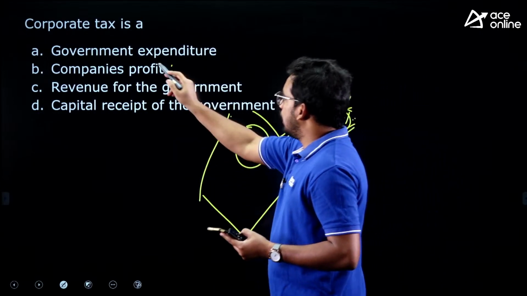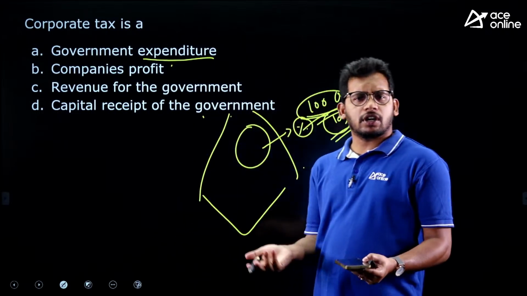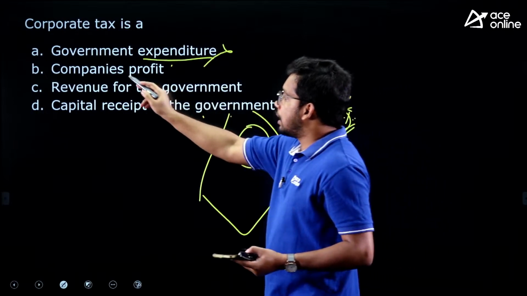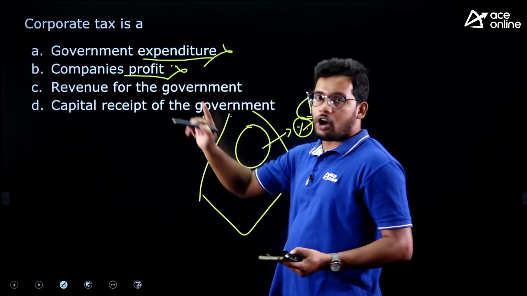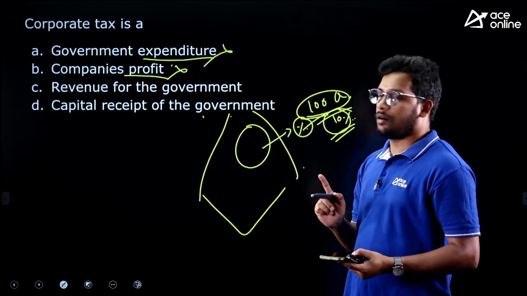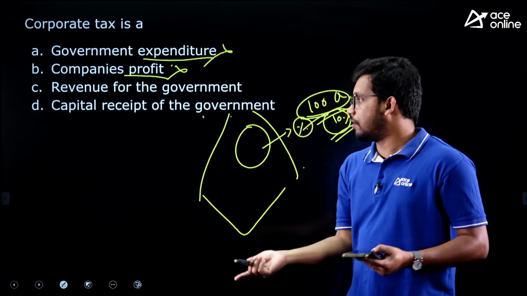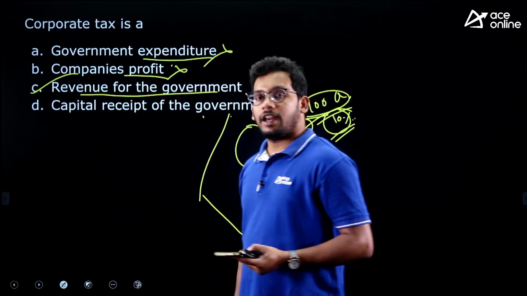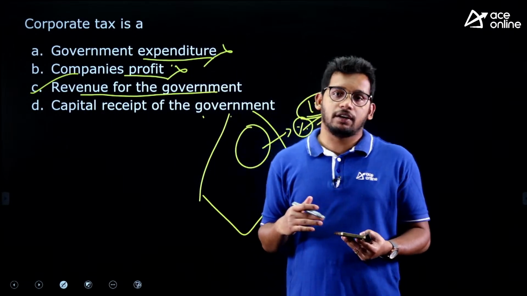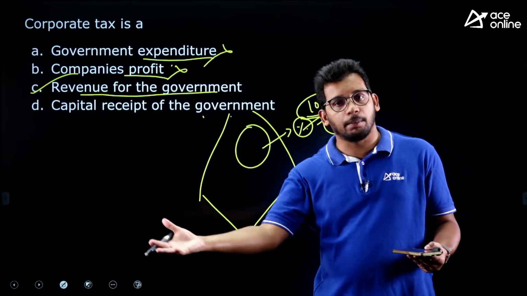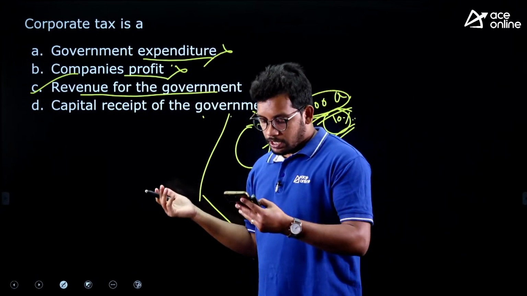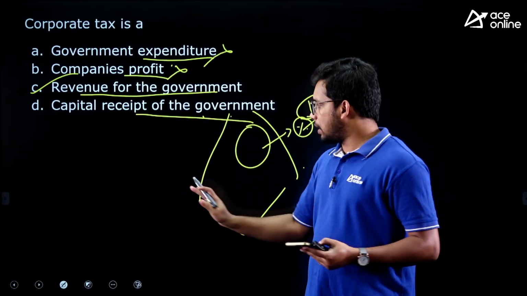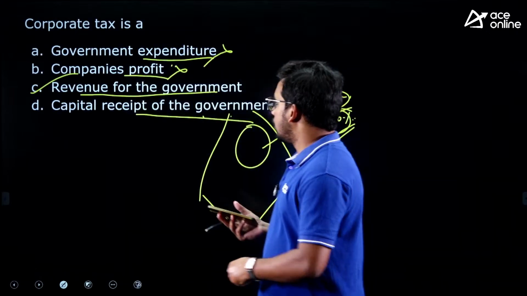So let's see. Is it a government expenditure? No, government expenditure is something else. Company's profit? No, corporate tax is not the company's profit. It is the tax paid to the government. So revenue of the government, yes, this is correct. Revenue means what the government earns from the country. Corporate tax is paid by the companies to the government, so it is nothing but revenue of the government. Capital receipt of the government? No. So the answer is C.